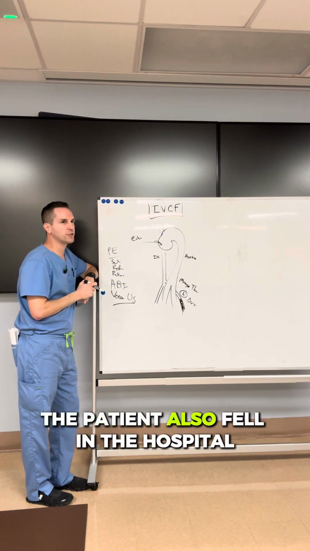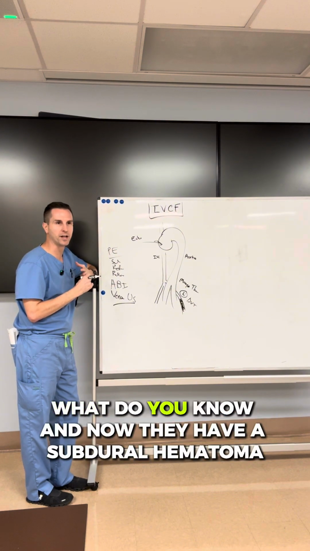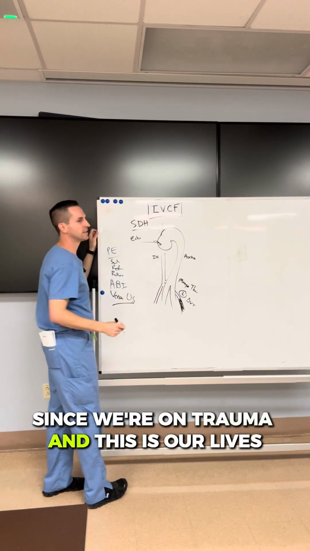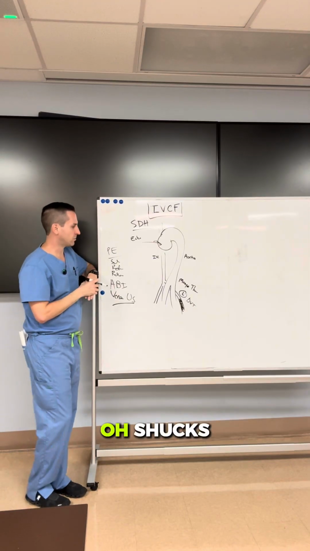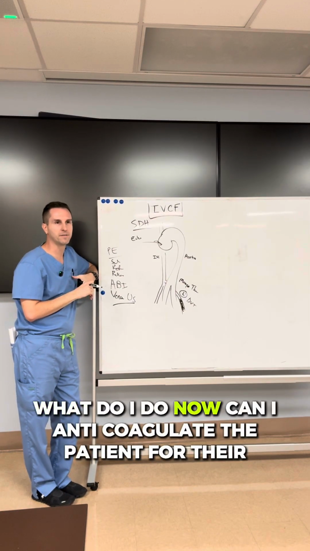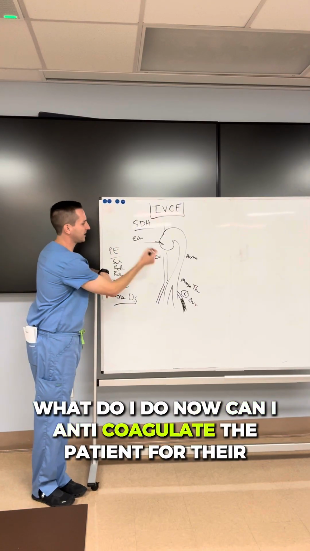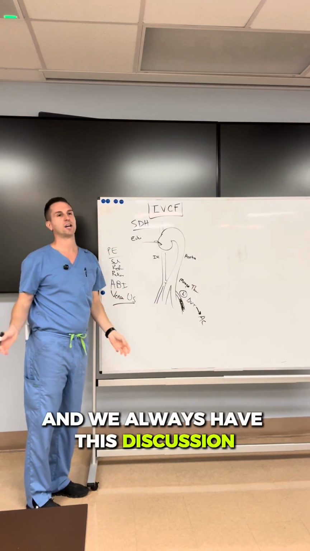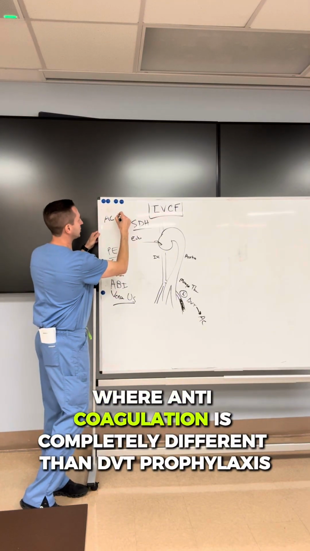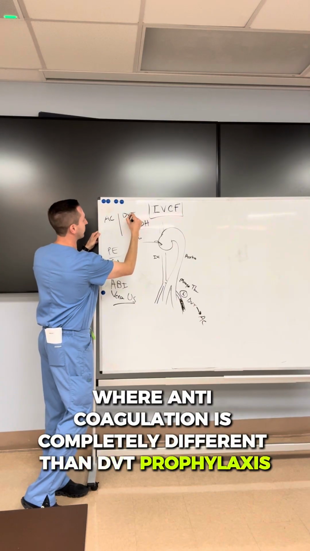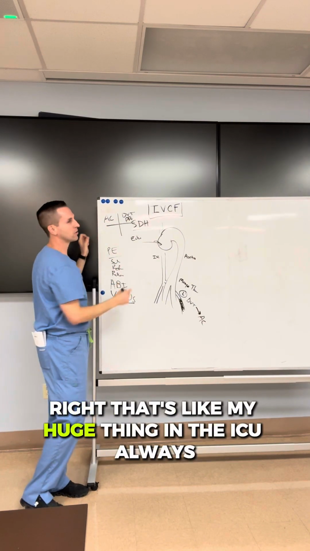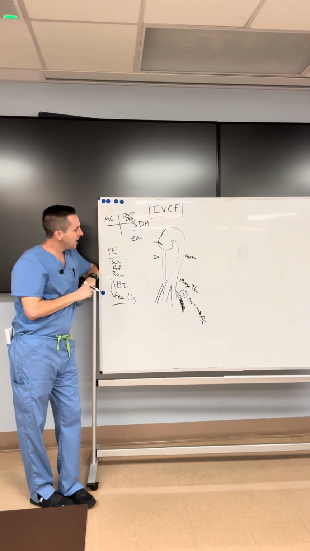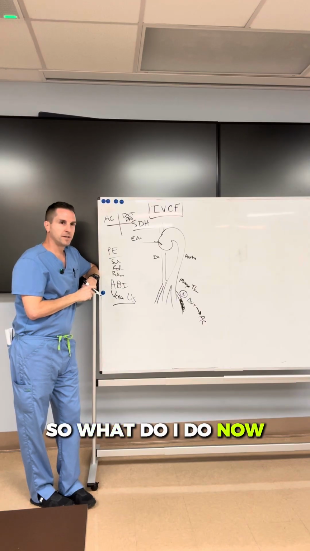Uh-oh, the patient also fell in the hospital. What do you know? And now they have a subdural hematoma, since we're on trauma, and this is our lives. Oh, shucks. What do I do now? Can I anticoagulate the patient? Their DVT needs anticoagulation. And we always have this discussion where anticoagulation is completely different than DVT prophylaxis, right? That's my huge thing in the ICU, that everyone seems to never understand. So what do I do now?